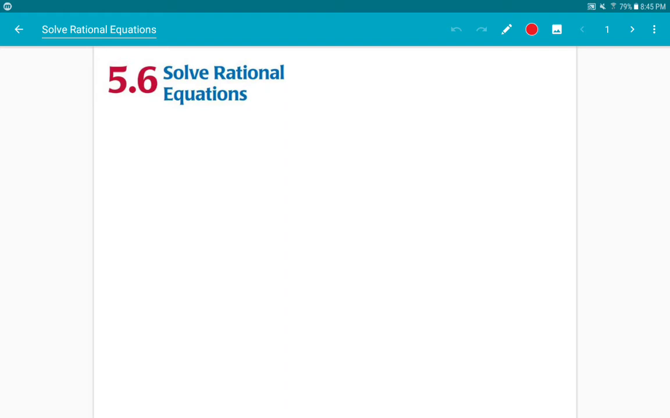All right, so pretty much up to this point, what we've been doing is we took care of working with expressions that were rational, whether it was adding and subtracting them, simplifying, multiplying, and dividing. Okay, so now the last section to close out chapter 5 is to solve rational equations.